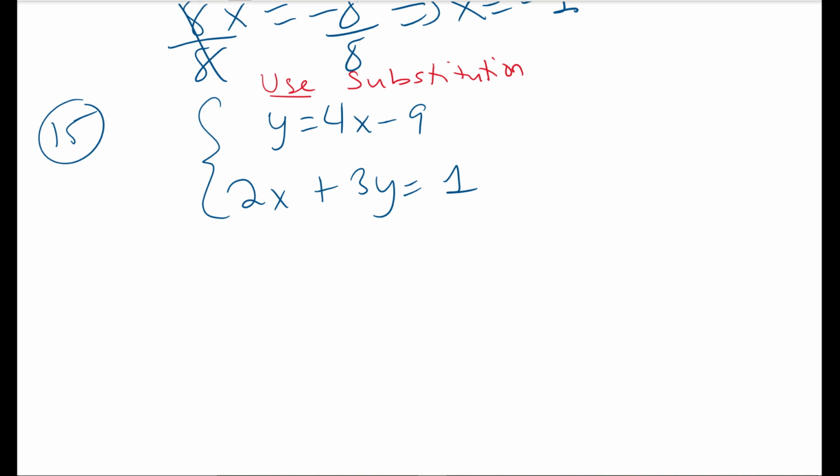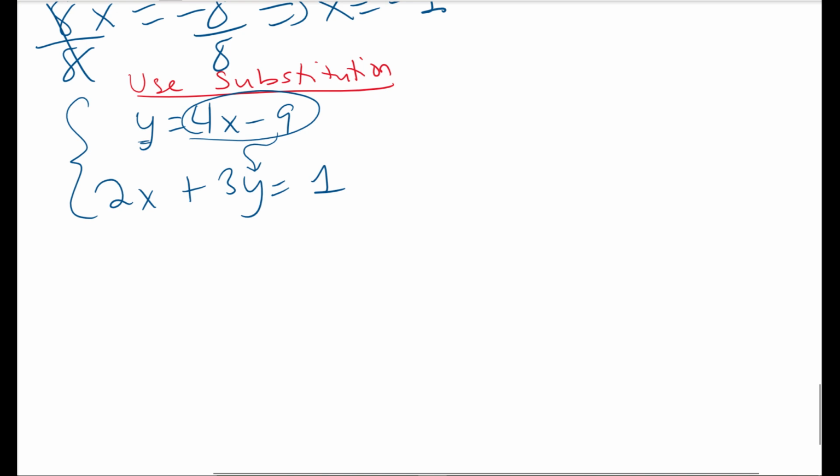How do I know to use substitution? Well, if you look at the problem, you see that y is by itself. So I can plug in for y, or substitute this into y in the other equation, because 4x minus 9 is equal to y on top. So it should also be equal to the same thing on the bottom. So I can plug in for y on the bottom. This is called substitution.